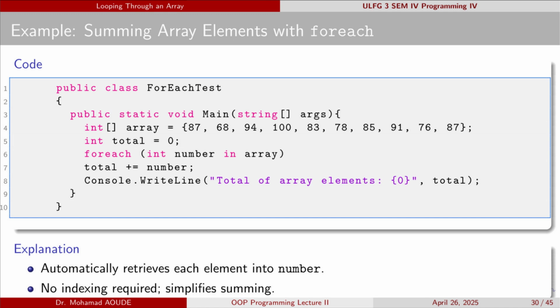Here's a practical example of using foreach to sum array elements. Notice how much simpler and cleaner the code becomes. You don't even need a counter variable. The loop retrieves each value directly, one after another, and adds them to the total.